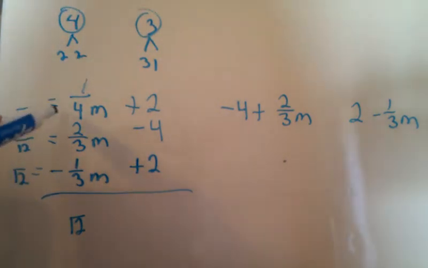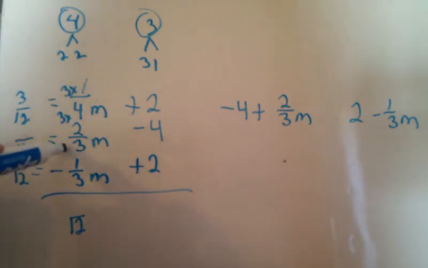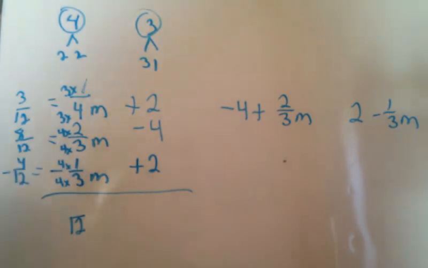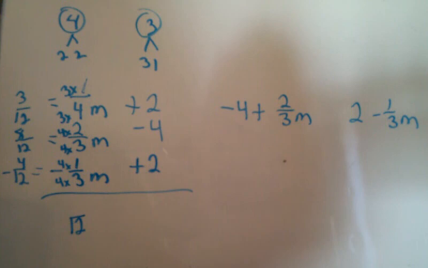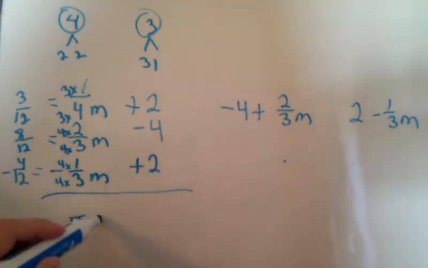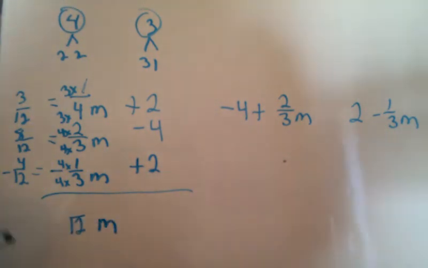Okay. I know that 3 times 4 is 12, so 3 times 1 is 3. I know 4 times 3 is 12, so 4 times 2 is 8. 4 times 3 is 12. 4 times 1 is 4, and this is a negative. Okay, so let's add this. I'm going to go ahead and put my m there. 3 plus 8 is 11. 11 minus 4 is 7.